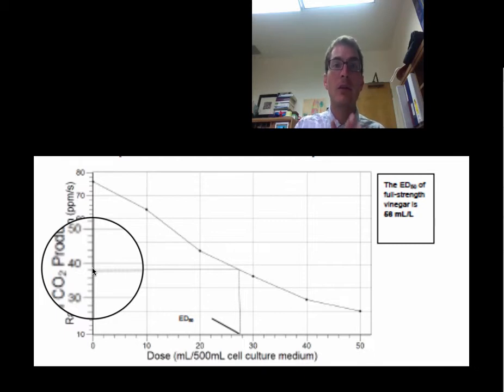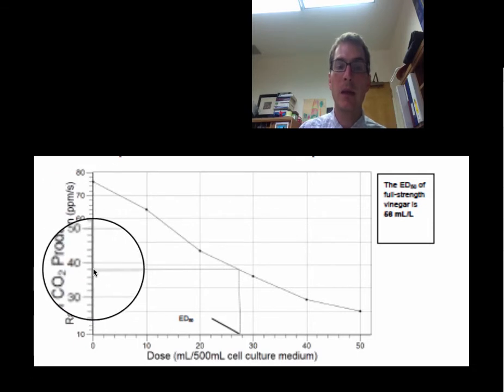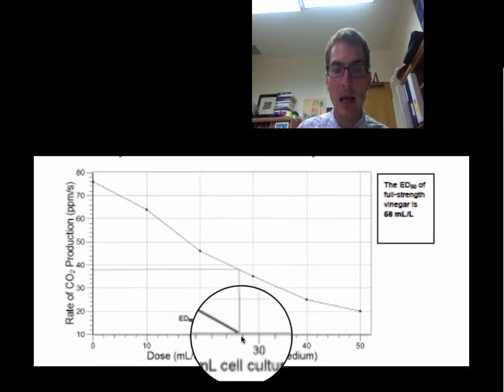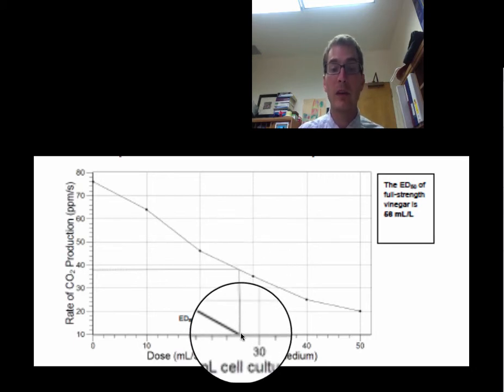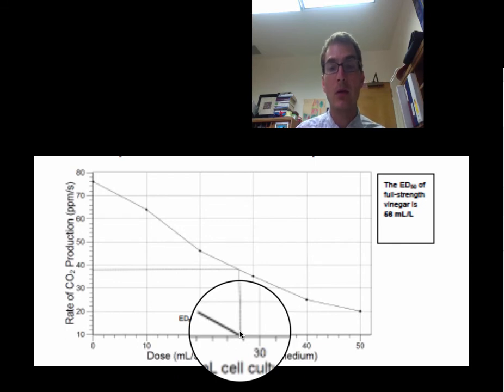So the effective dose for inhibiting 50% of the population matches up right here at this 38 parts per million per second, right, of CO2. So if I go to 38, I slide out over to my graph, it matches up right there. I go down, and there I have my effective dose 50 right about here. So in between your 20 and 30 dose, that appears to be your effective dose 50. So that's in large part what I'm asking you to do. I hope that helps.